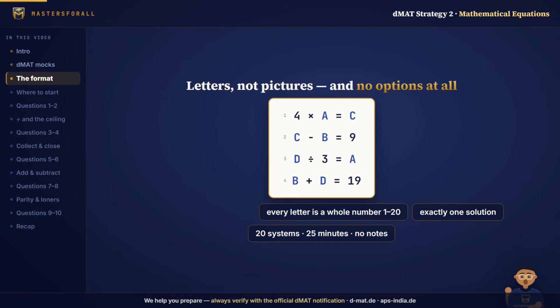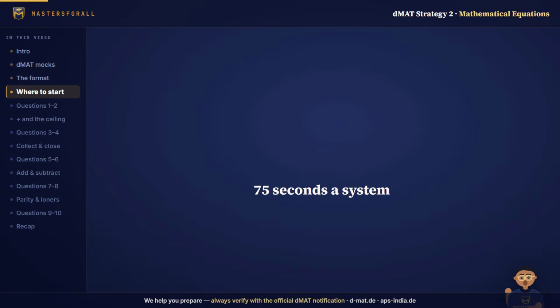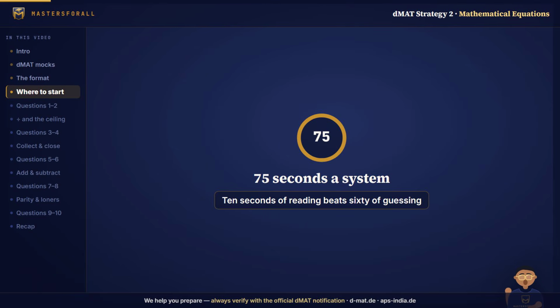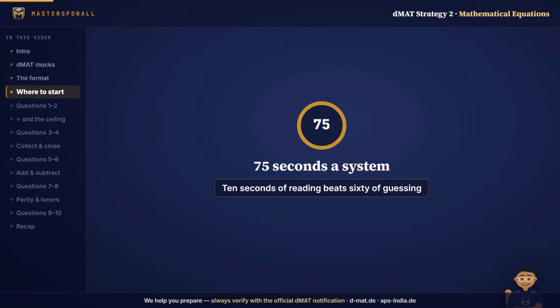20 systems, 25 minutes and nothing to write with. 75 seconds a system. That is enough. If you stop doing the thing almost everyone does. Most students read line 1 and immediately start trying numbers in it. Line 1 is rarely where the answer lives. 10 seconds of reading beats 60 seconds of guessing. Read every line first, every single time.